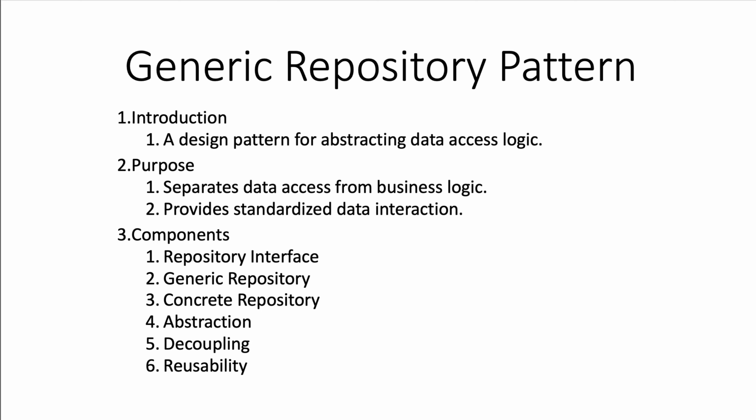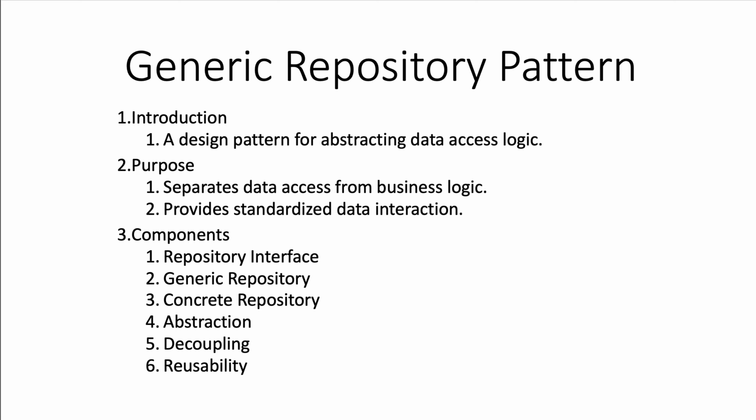Then we have the generic repository, which implements the repository interface with generic types, allowing it to work with any entity type. That means you can substitute any entity and it will work. The logic is separated from any particular entity, and that is where the generic repository comes into the picture, right? It typically provides generic methods for CRUD operations that can handle various data types. That's the implementation detail of the generic repository.